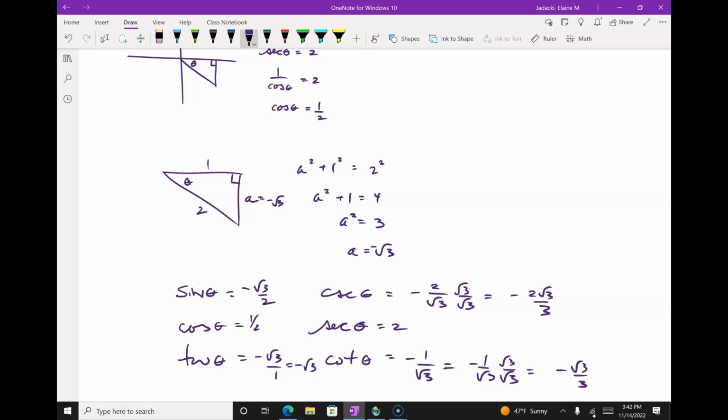What's the process? Figure out what quadrant you're in, draw the triangle, figure out the sides, answer all the trigs. Pretty easy. Right?